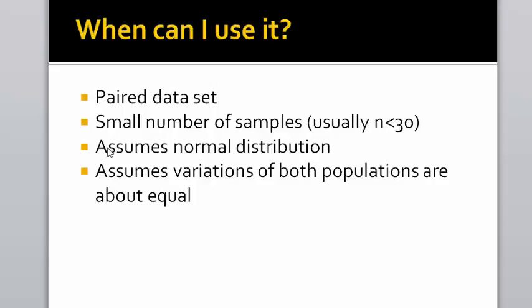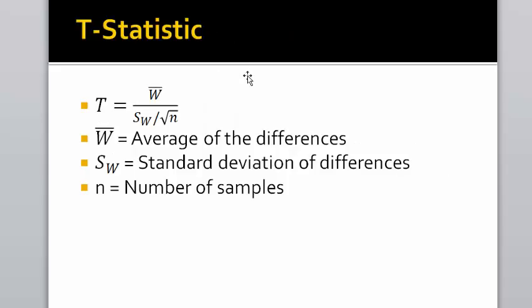And the t-test also assumes a normal distribution and that the variances for both populations are about equal. If this isn't true, then the t-test just won't be doing as good of a job as it could be. So the first part, in order to calculate the t-test, is to calculate the t-statistic. Using this equation, t is equal to the average of the differences divided by the standard deviation of the differences, where n is the number of samples.